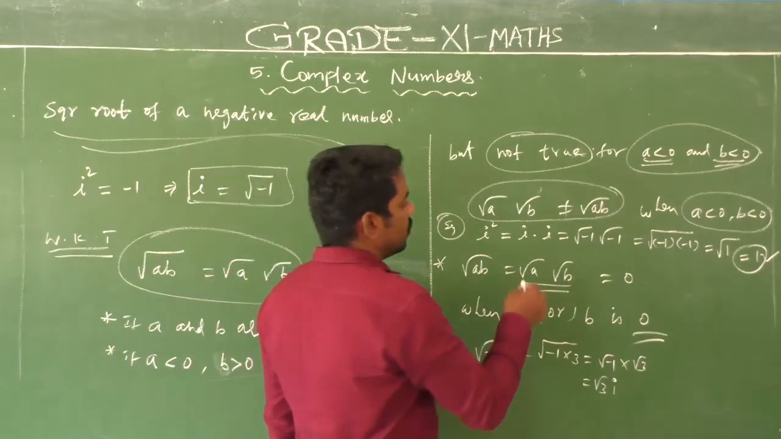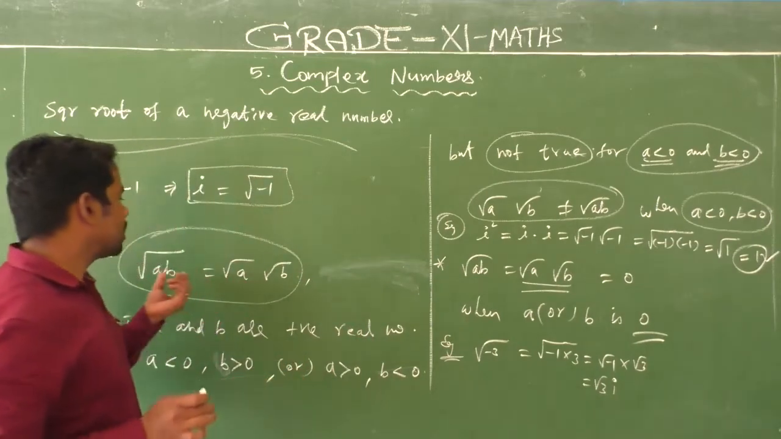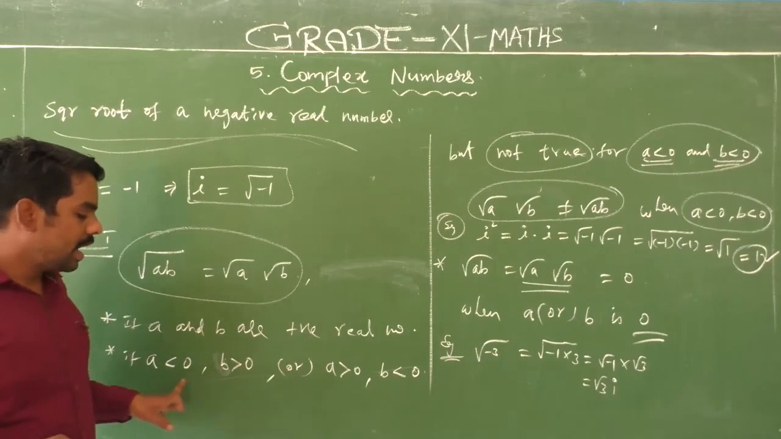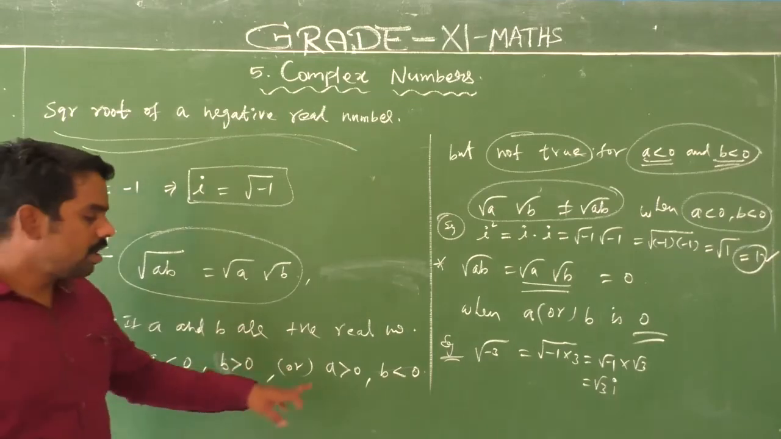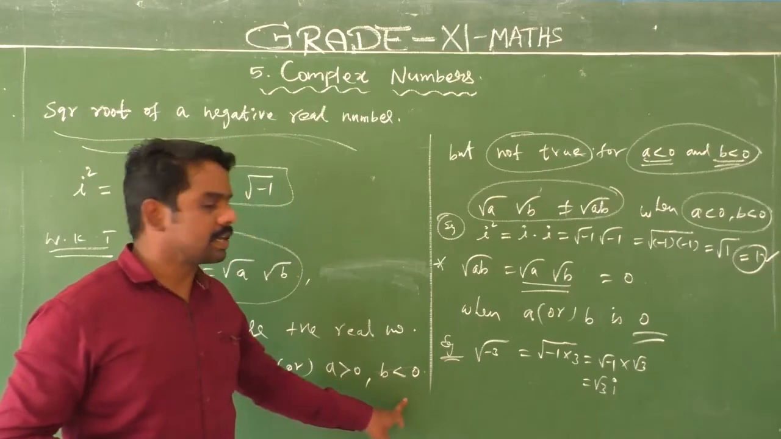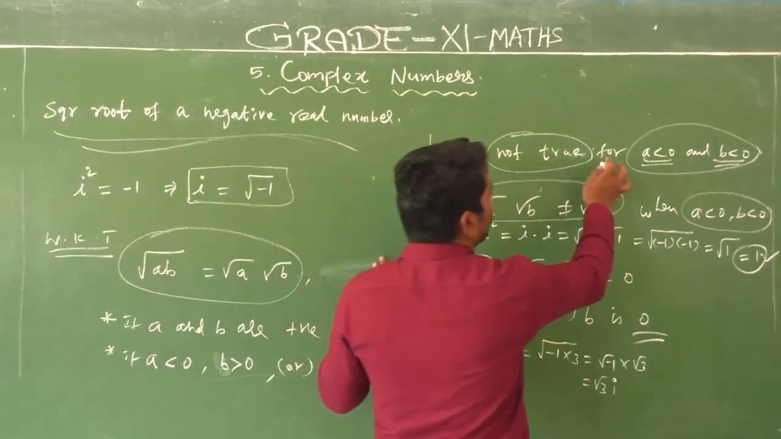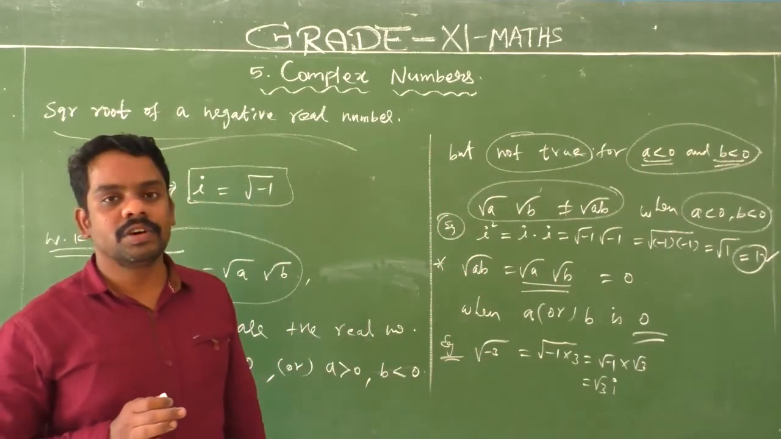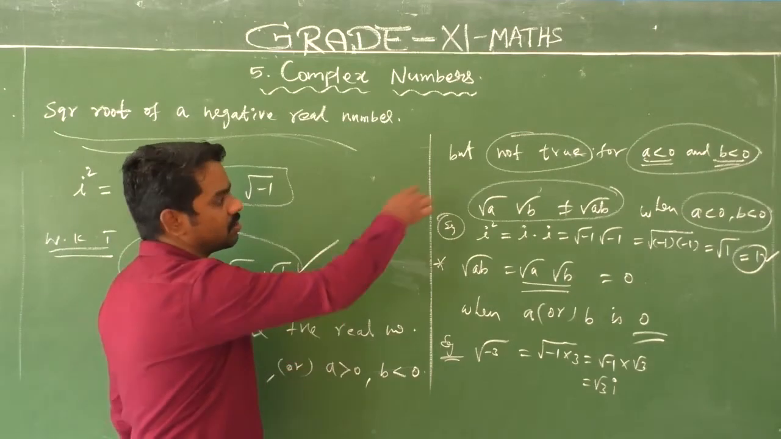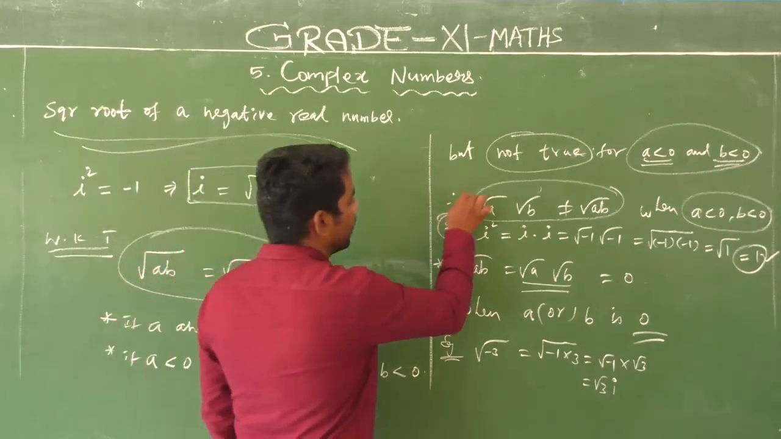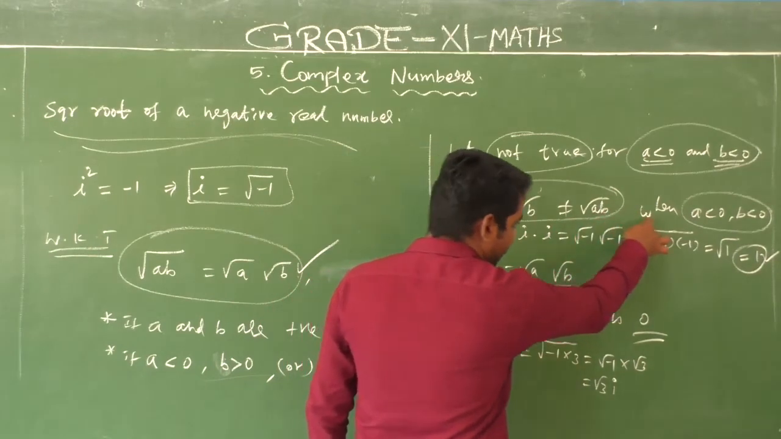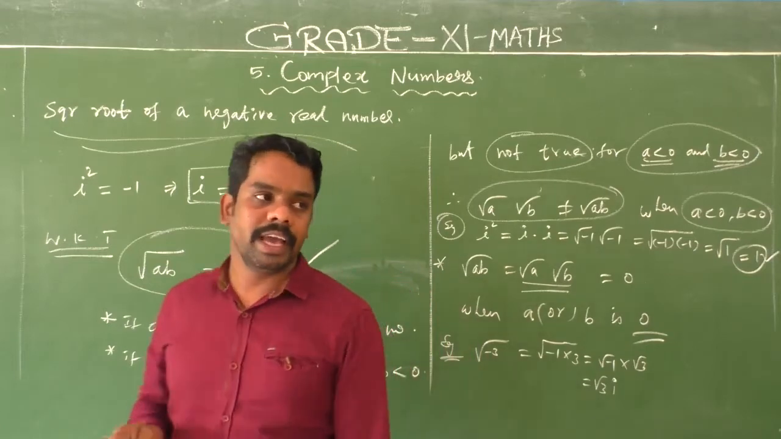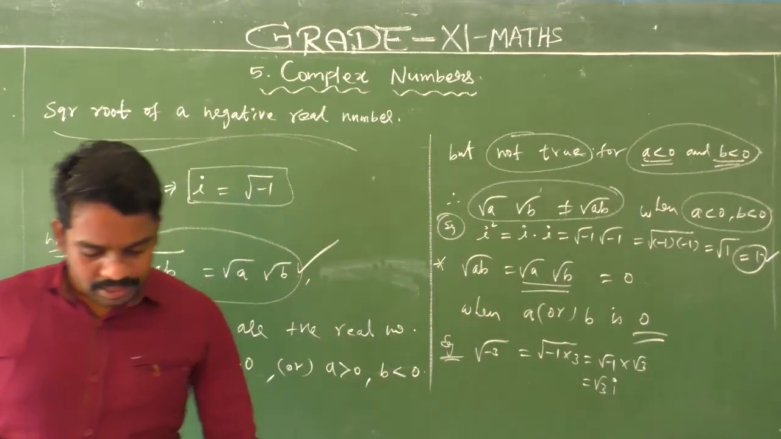Therefore, root A into root B is equal to root AB when A and B are positive real numbers, or A negative, B positive, or A positive, B negative. But not true for A less than 0 and B less than 0. This result is not true. Therefore, root A into root B is not equal to root AB when A is less than 0 and B is less than 0. Okay? Right. Next.